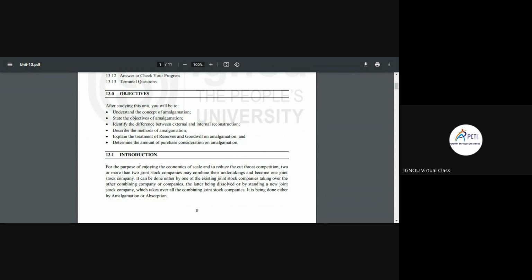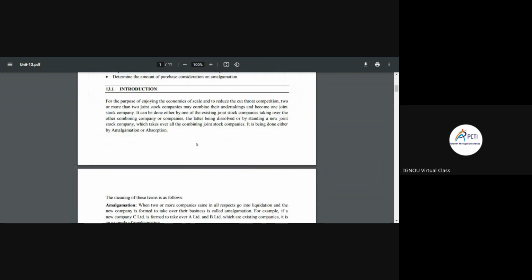So, in the introduction, basically, to reduce the cutthroat competition between two or more joint stock companies, they may combine their undertakings and become one joint stock company. It can be done either by one of the existing joint stock companies taking over the other combining company or companies, the latter being dissolved, or by forming a new joint stock company which takes over all the combining joint stock companies. It is done either by amalgamation or absorption.